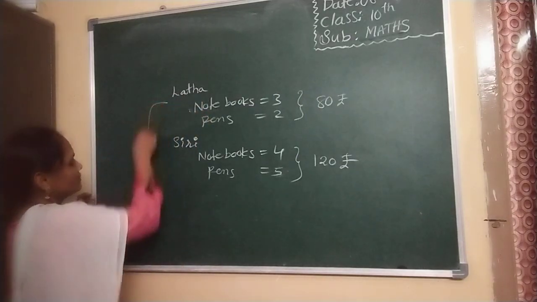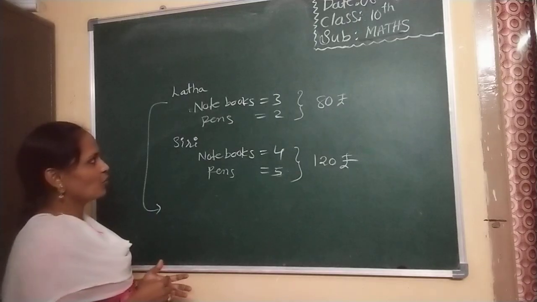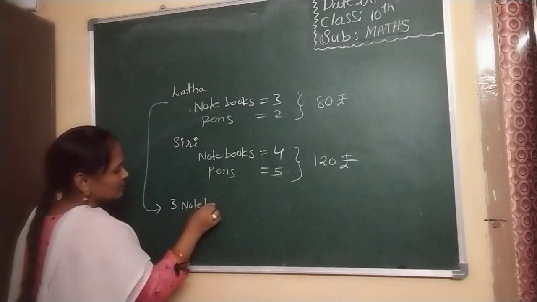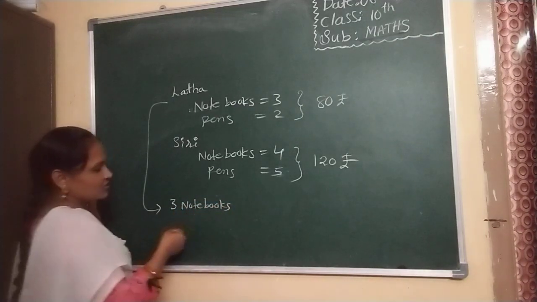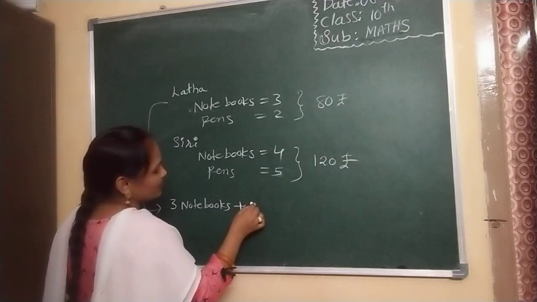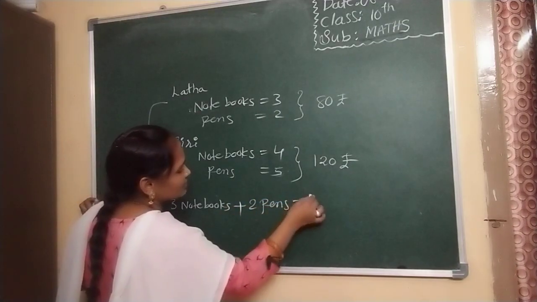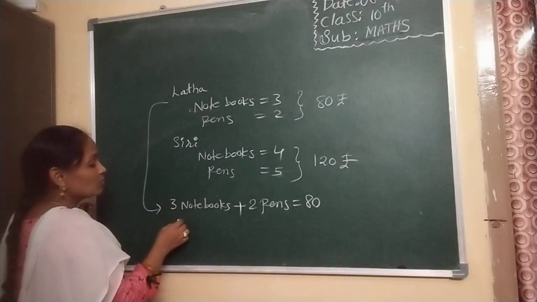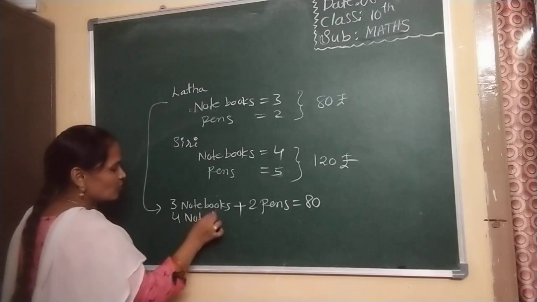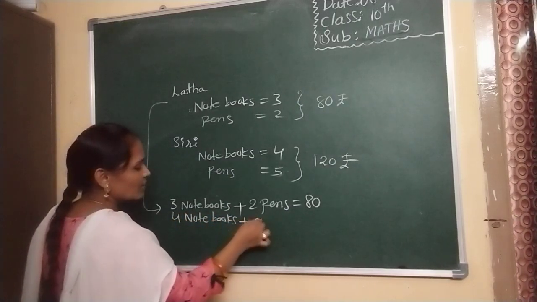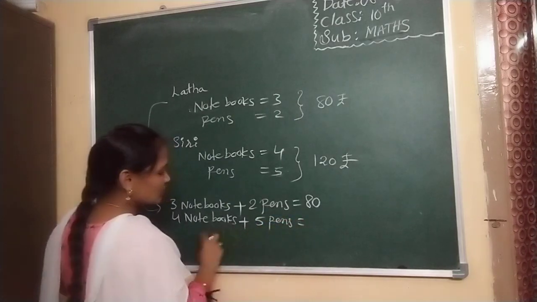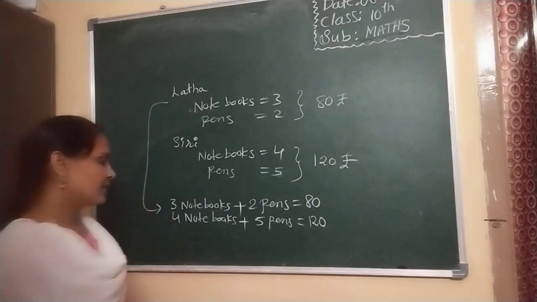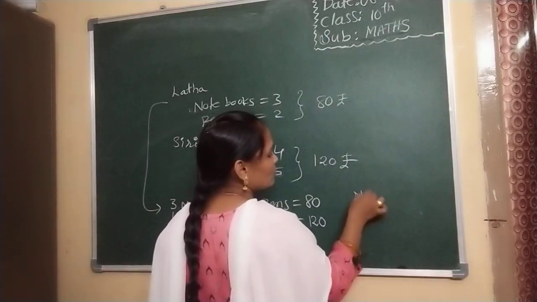First one, if you write it in the form of an expression: 3 notebooks plus 2 pens, total cost 80 rupees. I am not taking any variables here. Now here, 4 notebooks and 5 pens, the total cost of these is 120 rupees.